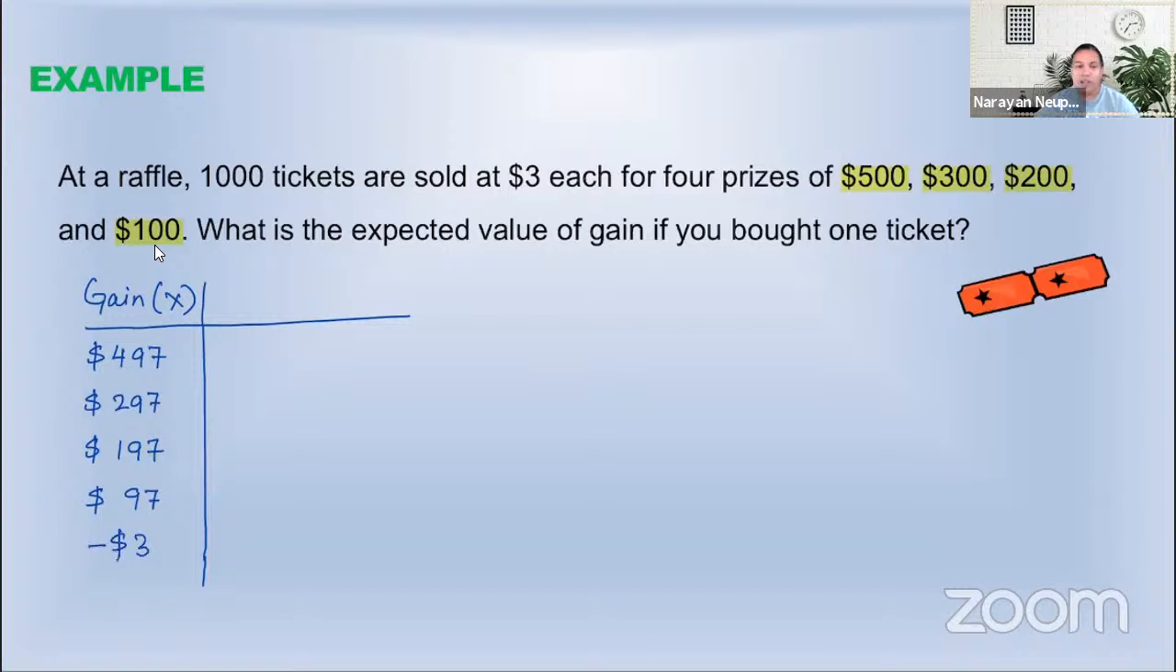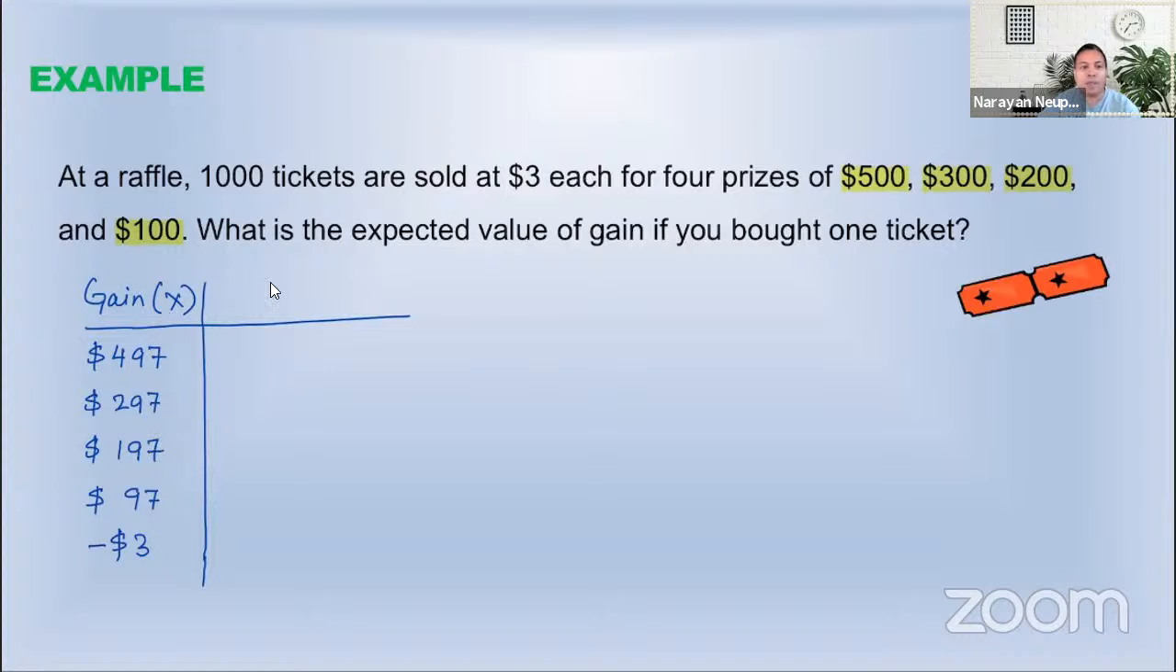Okay, you're right. So this is what happened. So 4 people will gain. How many people will lose? 4 people will gain something. How many of them will lose? 996. That's right. Because tickets are sold to 1,000, right? 1,000 tickets are sold. Okay, this is the gain.